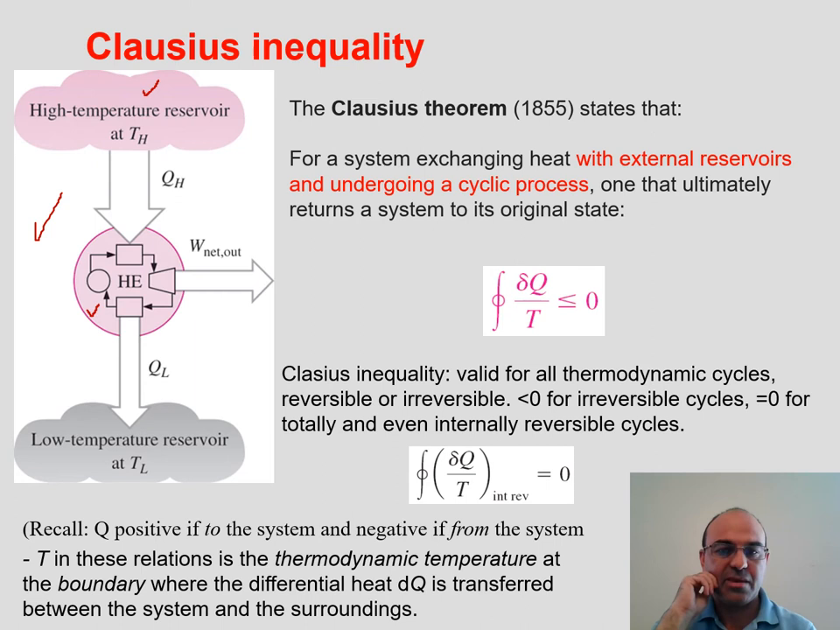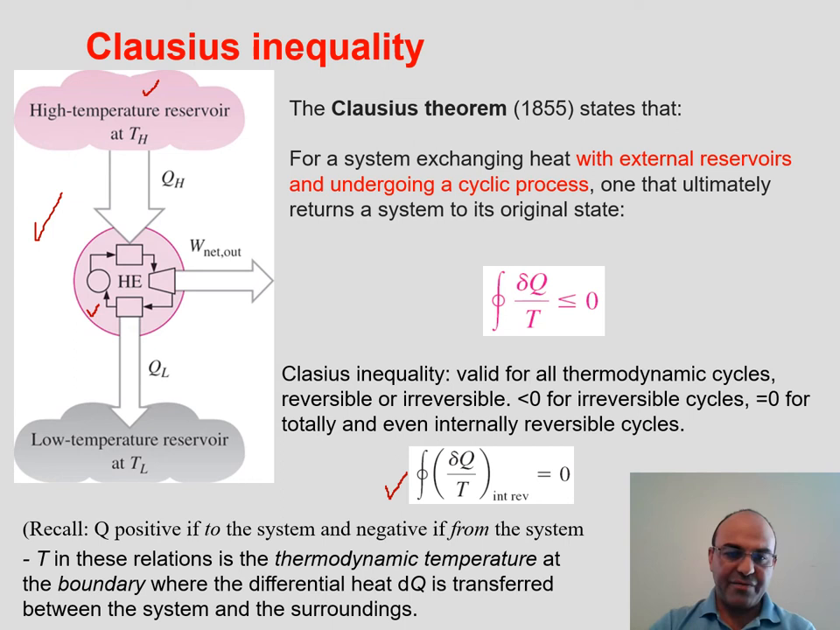So Clausius stated that this integral is less than or equal to zero. It is valid for all thermodynamic cycles, reversible or irreversible. However, less than zero is valid for irreversible cycles, and equal to zero is valid for totally reversible or at least internally reversible cycles. So for an internally reversible cycle, which actually leads us to define entropy, a new property, the cyclic integral of delta Q over T is equal to zero. All right.